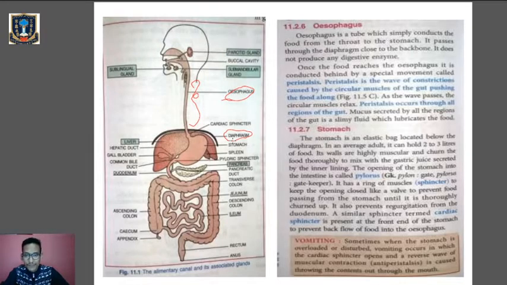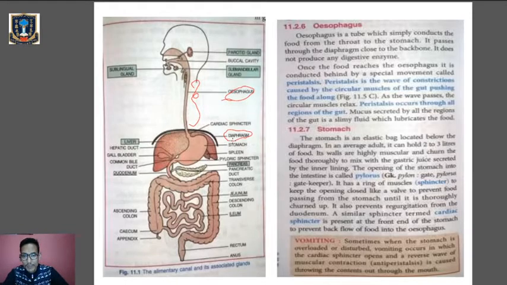Now, this oesophagus does not produce any type of enzymes, because enzymes are essential for the digestion of food particles, but the oesophagus does not produce any digestive enzyme that will help in digestion. Clear? Once the food reaches the oesophagus, it moves toward the stomach by the action of peristalsis. We have learned in the last class about peristalsis, where there will be rhythmic contraction and relaxation of the muscles of the gut, so that the food will move towards the stomach from the oesophagus.